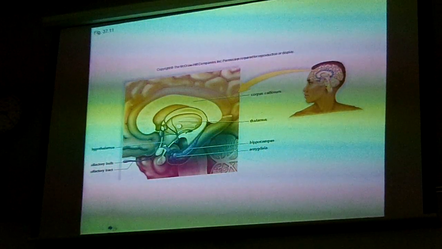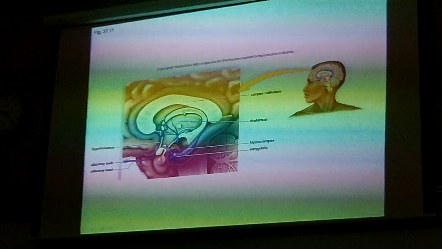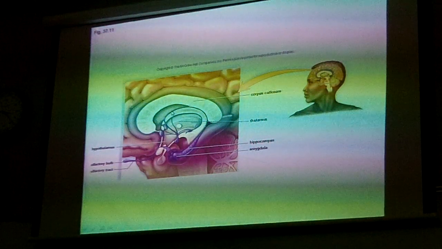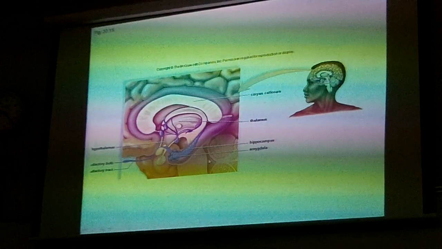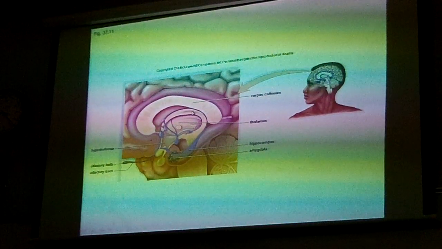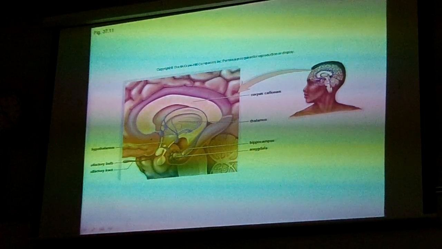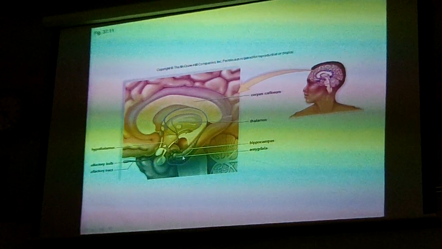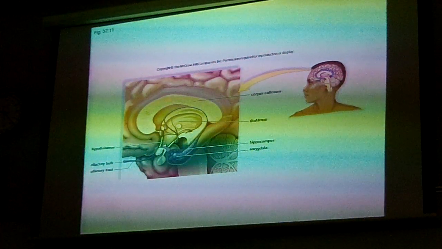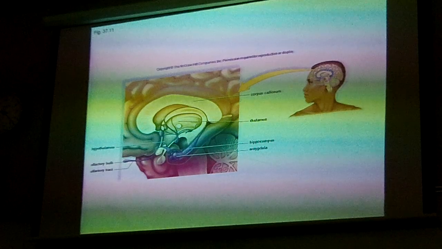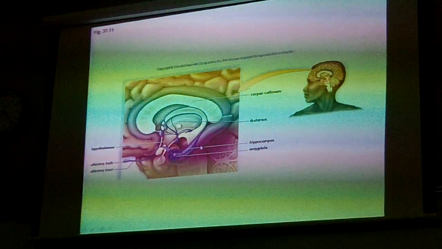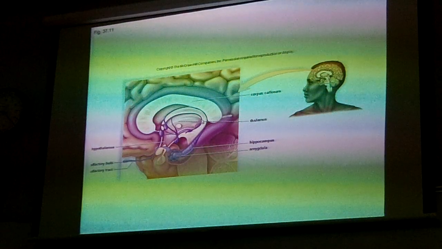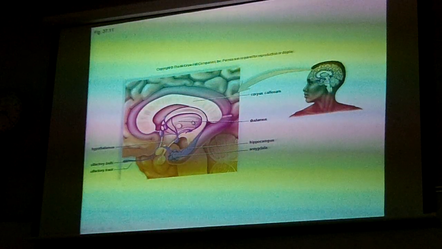This is a part of the brain associated with memory. See all this purple area? It's associated with memory. The amygdala, the hippocampus. These are parts that, if they're damaged, you don't form any new memories. You've seen the movie 50 First Dates? It's in this area called the limbic system and the diencephalon.